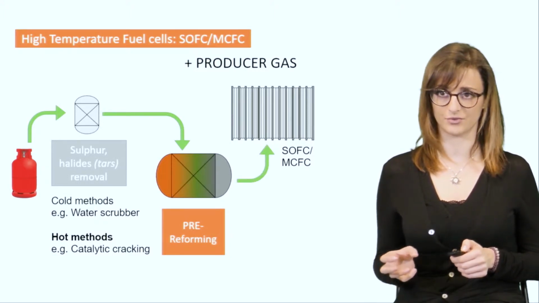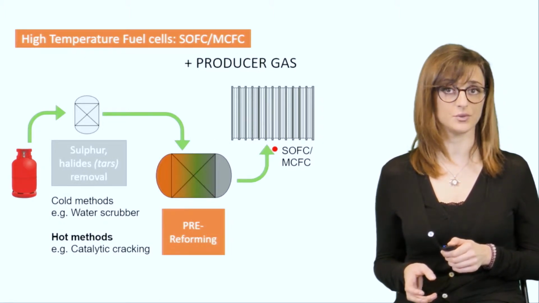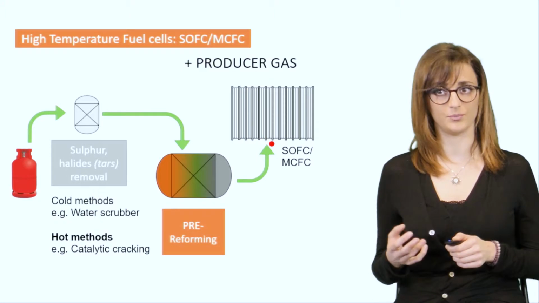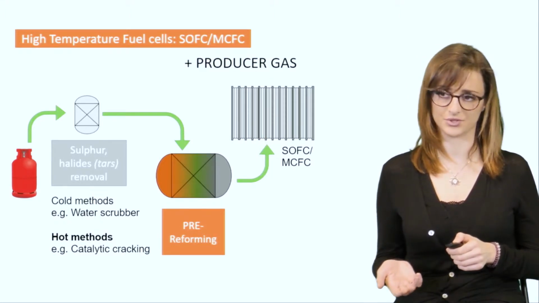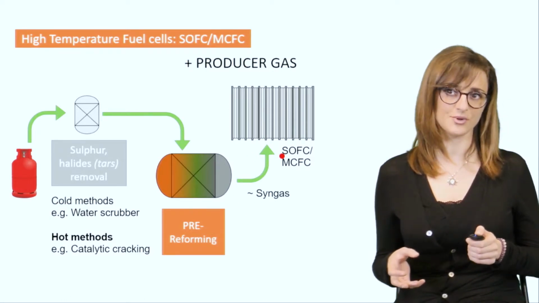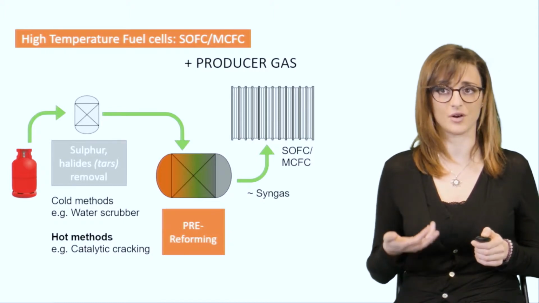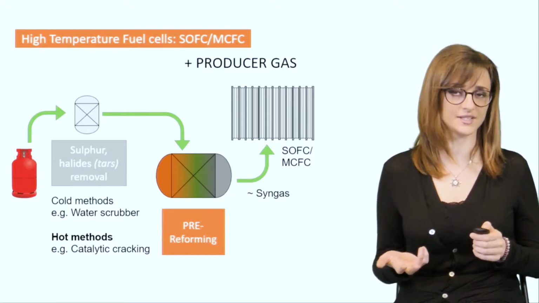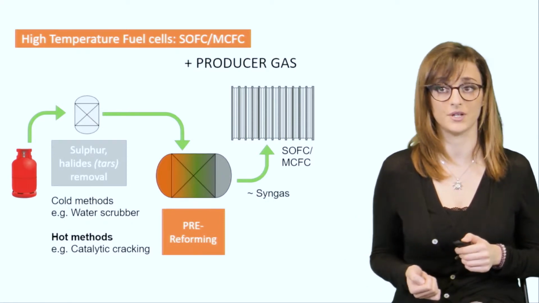This is because the reforming reaction can be completed inside the fuel cell thanks to the presence of catalysts and also the high temperature. The product that we finally feed to the fuel cell is basically syngas. So again, we have a mixture of hydrogen, carbon monoxide and carbon dioxide that is not removed previously.